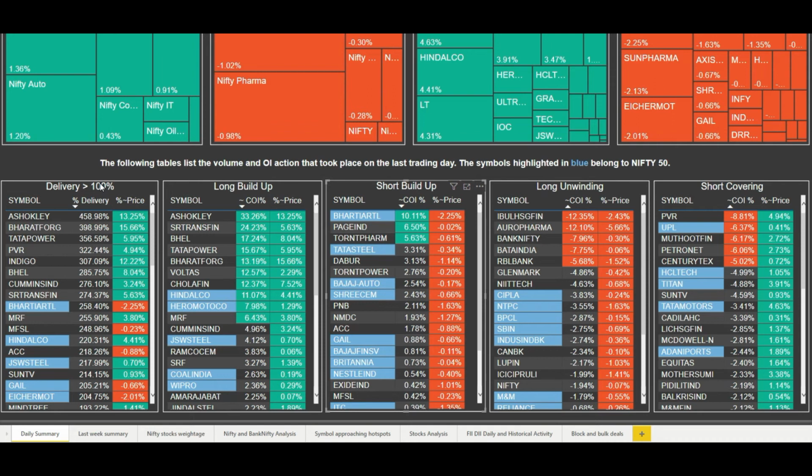So friends, this gives us the detailed overview of this particular tab, the daily summary page, in which you get a detailed overview of what actually happened in both the cash market data, which is given by the first tab, the delivery percentage, the actual cash delivery taken by the people in terms of percentage, and the futures and options data, which is told by the rest of the four tables in terms of long build-up, short build-up, long unwinding and short covering. So this gives you a holistic overview of whatever has happened in today's or the last trading day.